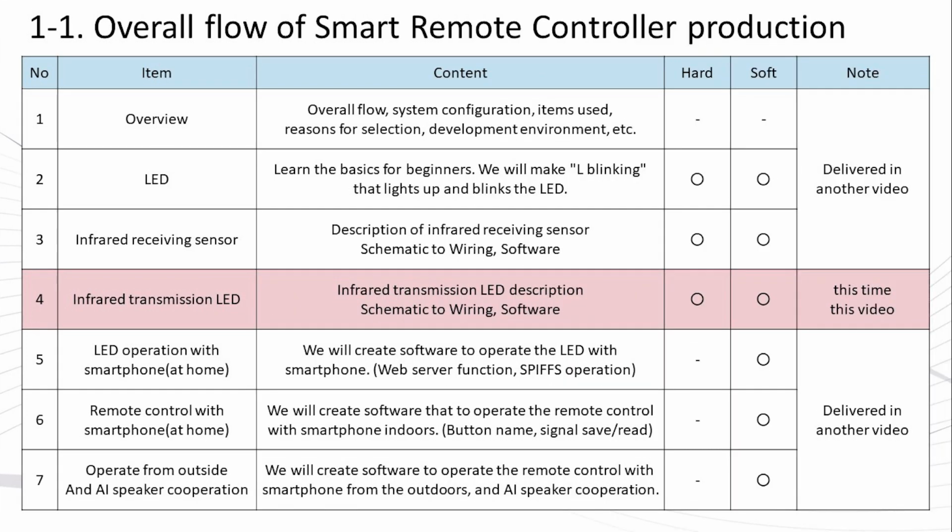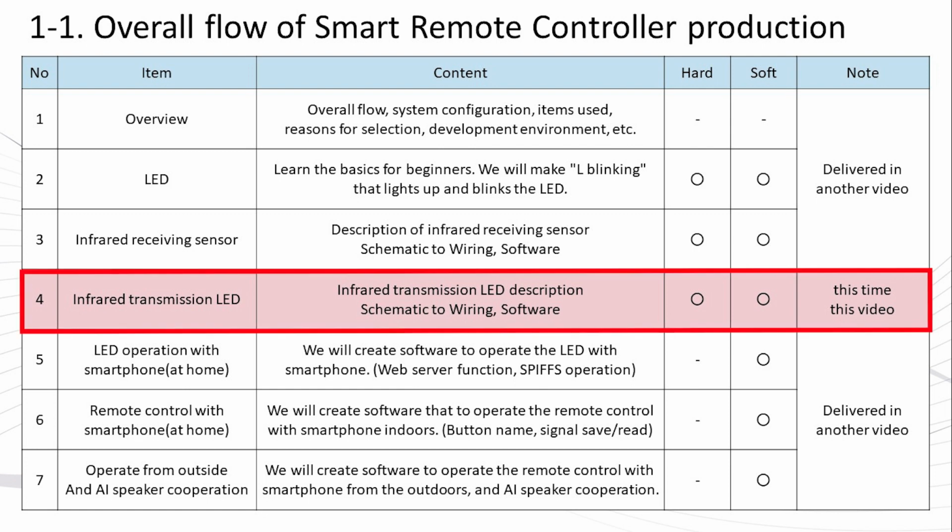This electronic work will eventually become a series of making a smart remote control, distributed in a total of 7 videos. When completed, it can be operated from a smartphone, and we will realize home appliance operation from the outside and AI speaker cooperation. This is the 4th video, on the infrared transmission LED. The hardware will be completed in this 4th video. Finally, we will confirm that the remote control signal is actually sent and the home appliance is controlled.